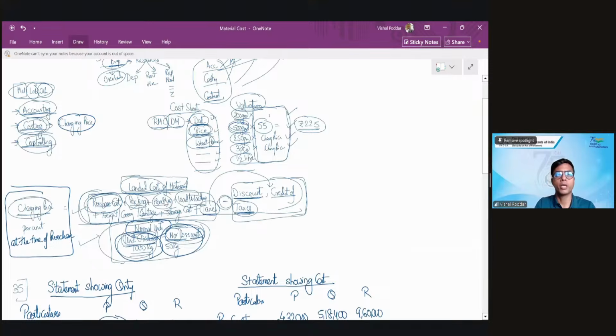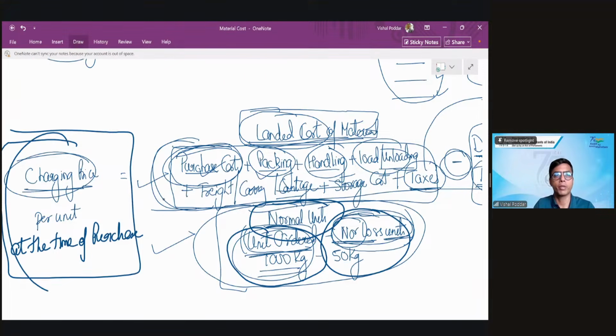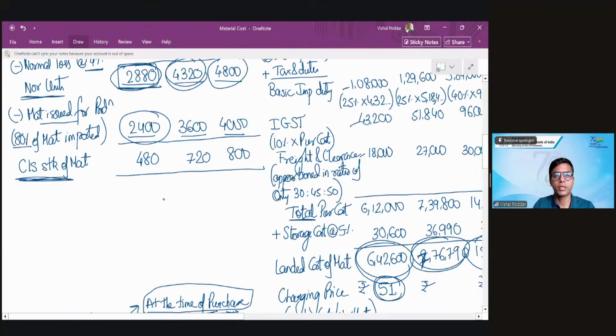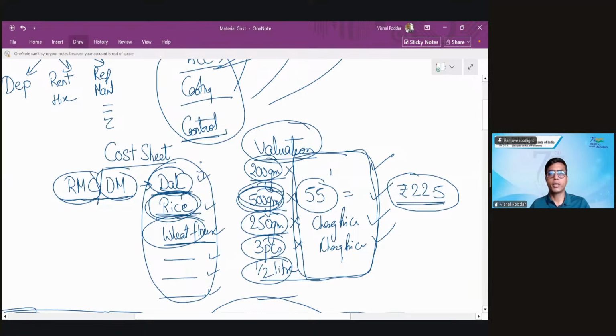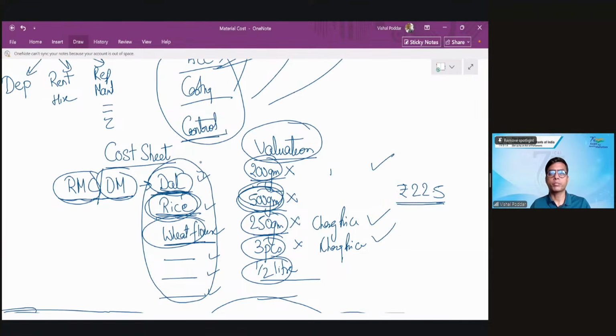At the time of purchase, what was your per unit price? So we calculated that here. That per unit price at the time of purchase in this stores ledger format is put here. And then finally, when you are consuming this in your production, then using one of the methods, FIFO, LIFO, weighted average, simple average, you will actually charge it. And that will give you your total final raw material cost, which will be taken in your cost sheet here. So in the cost sheet, it will be this amount, which I got in 2 steps. Is this clear to everyone?